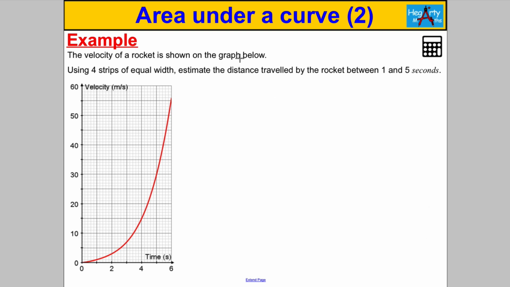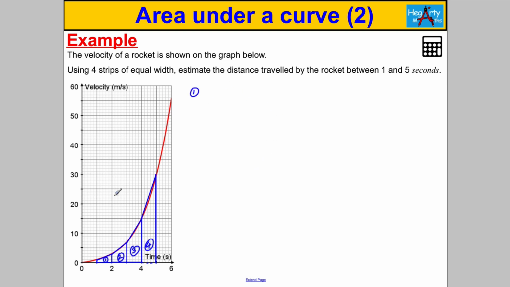So the velocity of a rocket is shown on the graph below. Using 4 strips of equal width, estimate the distance travelled by the rocket between 1 and 5 seconds. So 1 second is here and 5 seconds is here, and we need to work out the distance travelled. So we're going to draw ourselves, it says we use 4 strips, so we're going to use 4 trapezia, and it would look something like this. Okay? And we just need to calculate the area of each of these, sum them together, and that will give us an estimate for the distance.